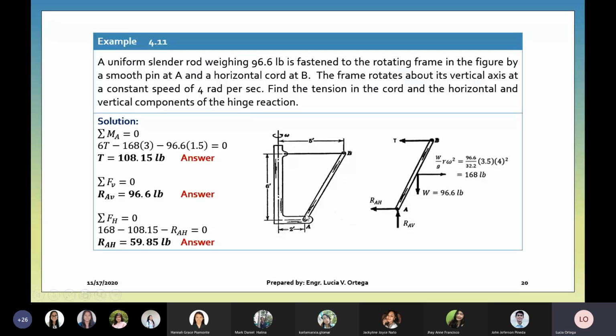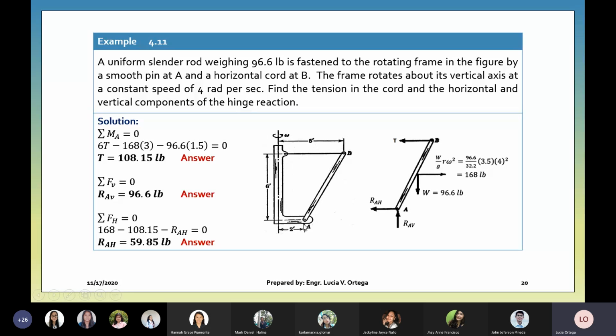So to solve for this, we need the free body diagram of this rod. So this is the rod. So it would be the tension. It's rotating in this direction. So the inertia forces are, so the weight is 96.6 pounds. The inertia force will be away from the axis of rotation. That is W over g RW squared. We substitute the weight, 96.6 over 32.2.